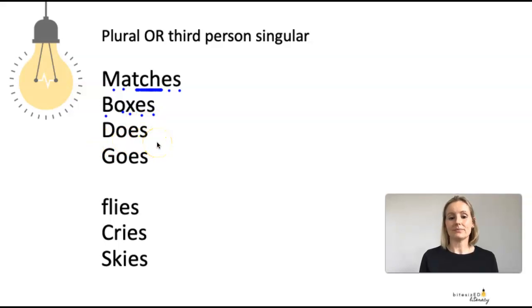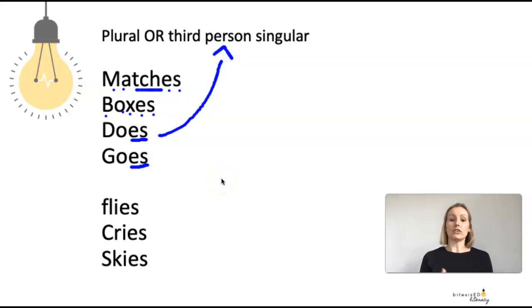This is interesting. I put this in here because this is your third person singular. For example, I do, he does. This is why it's important to remember the meaning of the word. So this doesn't sound like it, but it's got the same spelling pattern. That's your third person singular. I go, he goes. That's why it's es. Just like I match, he matches.